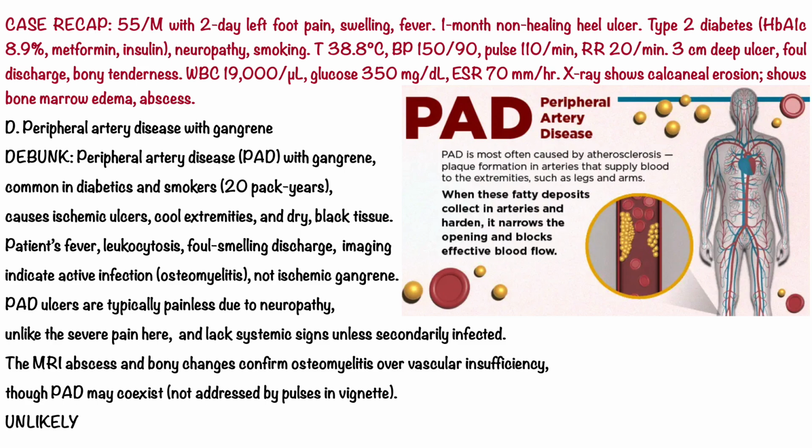Peripheral artery disease is most often caused by atherosclerosis, plaque formation in arteries that supply blood to the extremities, such as legs and arms, right? When these fatty deposits collect in arteries and harden, they narrow the opening and block effective blood flow. Since blood flow is blocked, there is reduced delivery of nutrients and oxygen, which causes ischemia, and that ischemia causes ischemic ulcers and also gangrene in the long term.